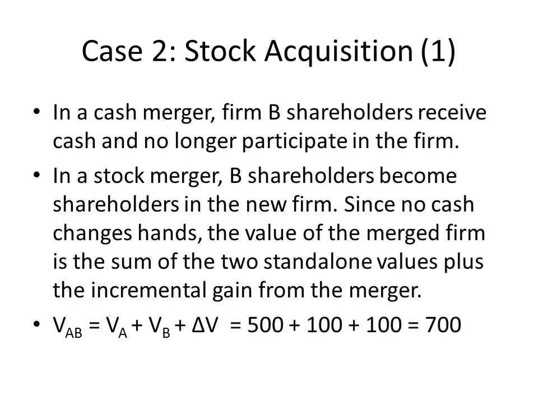In case 2, we examine a stock acquisition. This is a little more complex. Remember, in the cash merger, firm B shareholders received cash and no longer participate in the firm. However, in a stock merger, B shareholders become shareholders in the new firm. Since no cash changes hands, the value of the merged firm is the sum of the two standalone values plus the incremental gain from the merger. That is VA plus VB plus delta V. And when you add that all together, it's equal to 700.